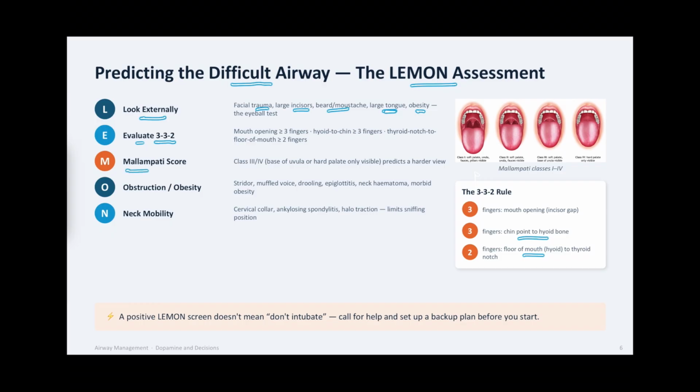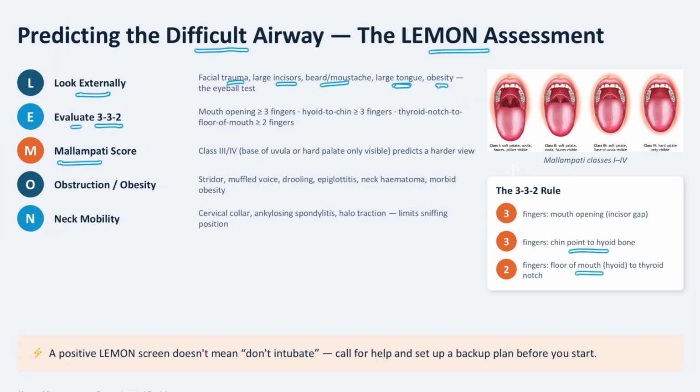Next is M. M stands for the Mallampati classification. This has a total of 4 classes. The mnemonic for this is PUSH. P is for the pillars. U is for the uvula. S is for the soft palate. And H is for the hard palate.